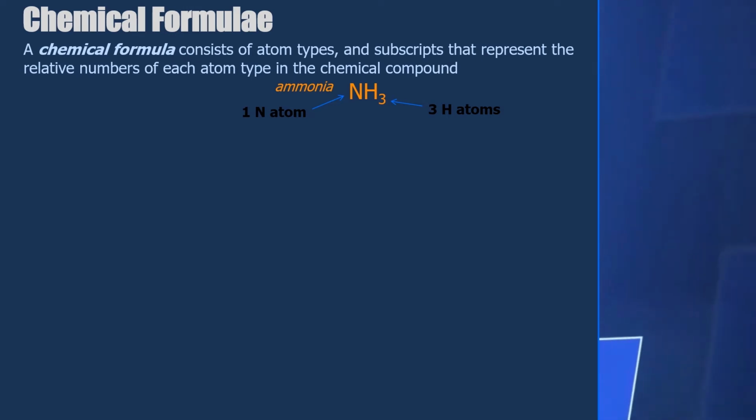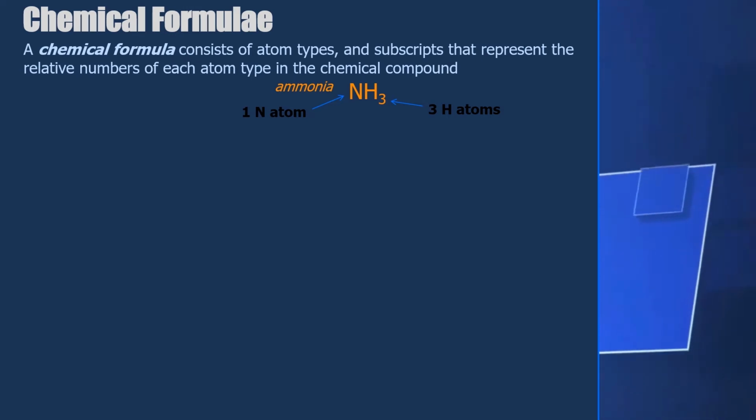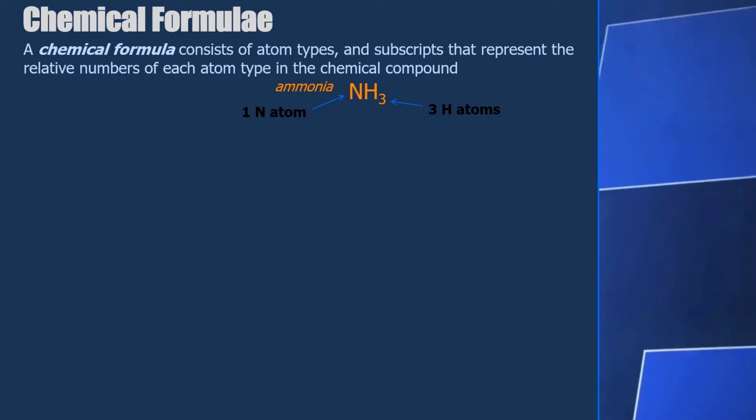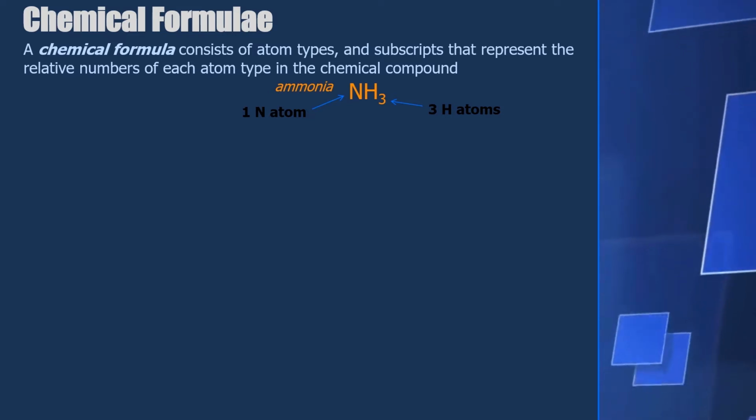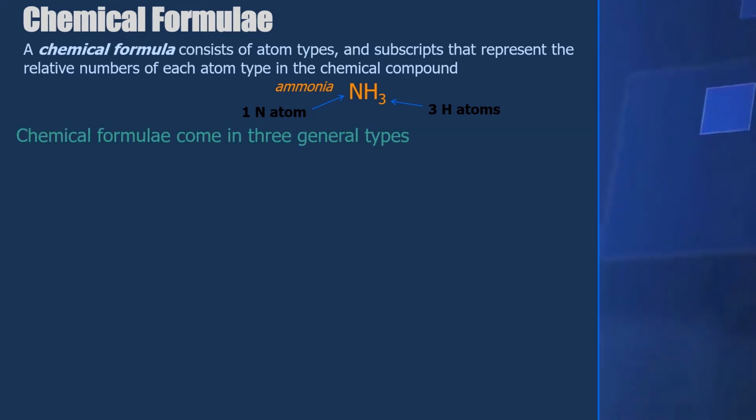These numbers are considered constant and do not change if the compound is ammonia. The law of constant composition binds us. Now, chemical formulas come in three general types.